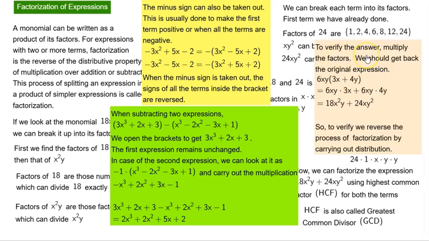Now, to verify the answer, multiply the factors. We should get back the original expression. So we had arrived at 6xy times 3x plus 4y. So multiplying it out, we get 6xy times 3x plus 6xy times 4y. So by the distributive property, this is equal to 18x square y plus 24xy square. So to verify, we reverse the process of factorization by carrying out distribution. So that was factorization of expressions.